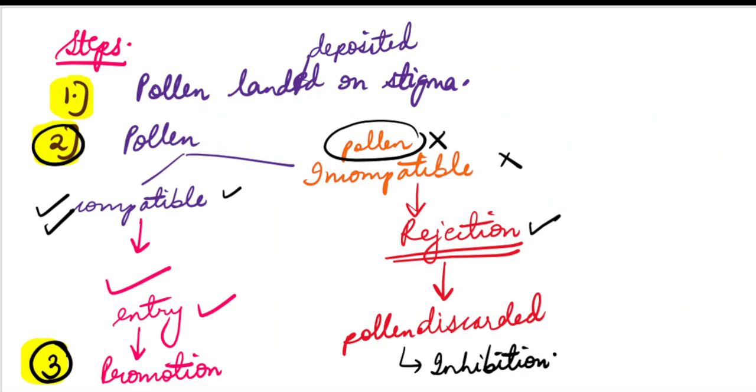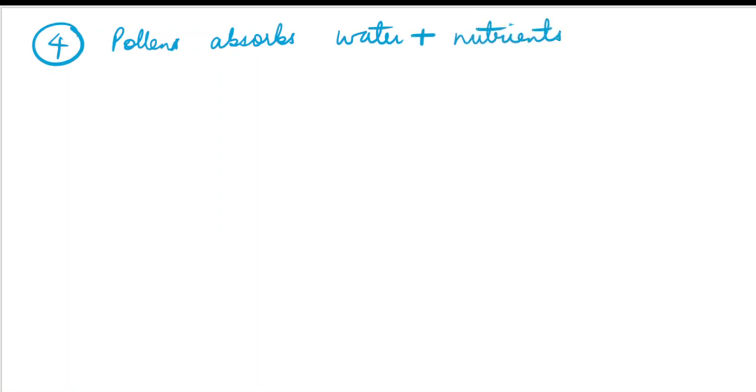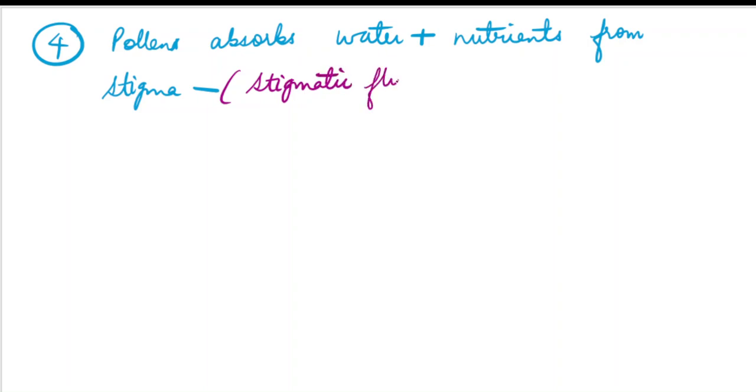So here in the fourth point, pollen absorbs water plus, you can say, nutrients from the stigma. That is what we call stigmatic fluid. Okay, so this was the fourth step.